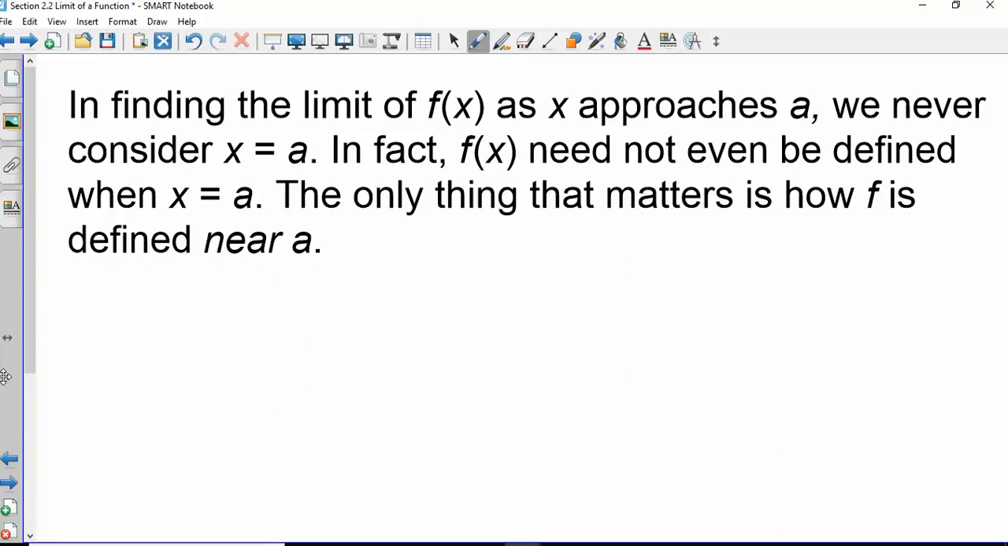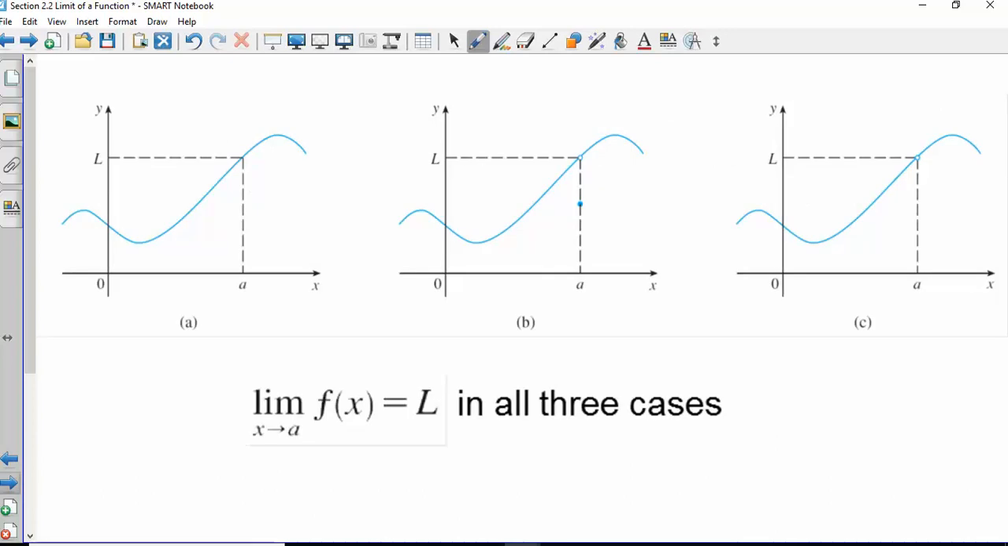A limit is not asking what happens at the point, just as you get closer to the point. Now for the graph that I was just looking at, it didn't really matter, but we can have situations where we might have an open circle at the point. And so the point itself is undefined, but we still have a limit because the limit doesn't care what happens there, just as you get closer to it. So don't think that that point has to exist.